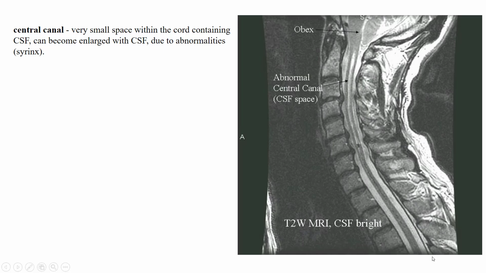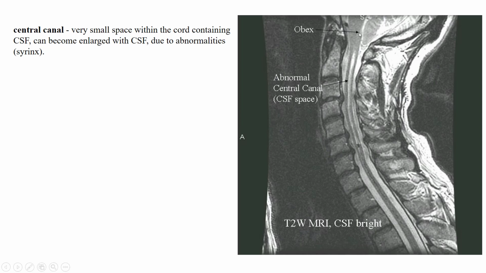This is a midline sagittal T2 weighted MRI scan of the cervical spine, and you can see that the cervical cord, or the cord itself, extends from the foramen magnum and would extend all the way down to L2. There is normal cord here. You can see that the cord does not have an enlarged central canal, so you're not able to see the CSF space within it, which is the central canal. That's fairly normal.